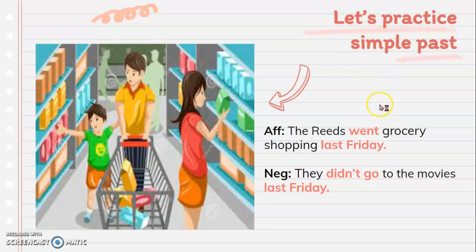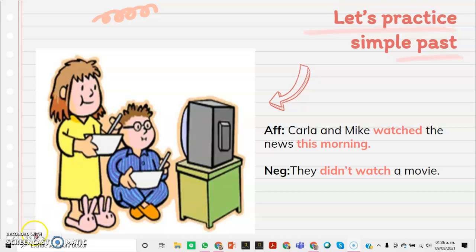Let's practice some simple past. For example, the affirmative sentence is, the Reeds went grocery shopping last Friday. The negative sentence, they didn't go to the movies last Friday. The affirmative sentence, Carla and Mike watched the news this morning, and the negative, they didn't watch a movie.